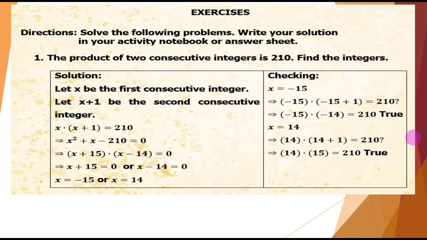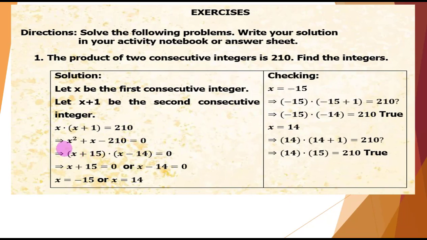For problem number 1, the product of two consecutive integers is 210. Find the integers. Solution: let x be the first consecutive integer, and of course, x plus 1 be the second consecutive integer. Now we have the mathematical statement: x times quantity x plus 1 equals 210, because the problem says that the product of two consecutive integers is 210. So this is the mathematical statement.